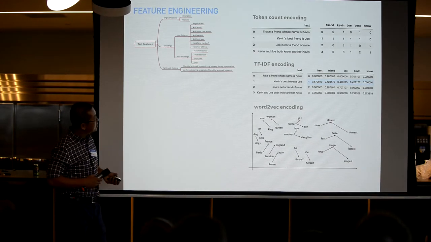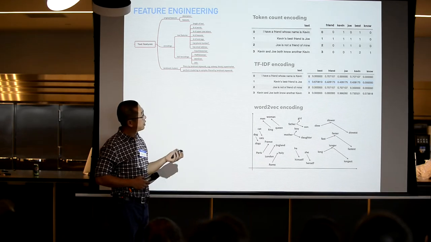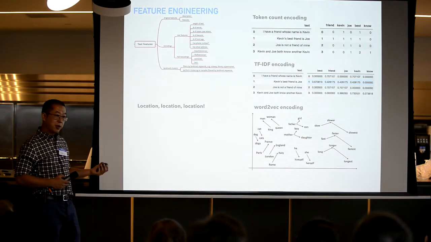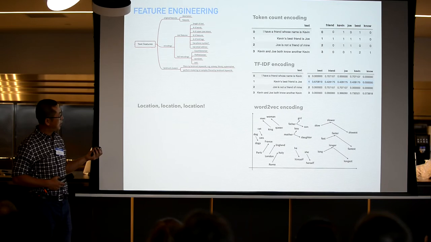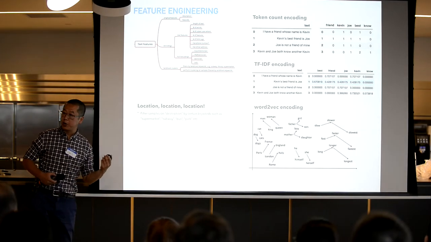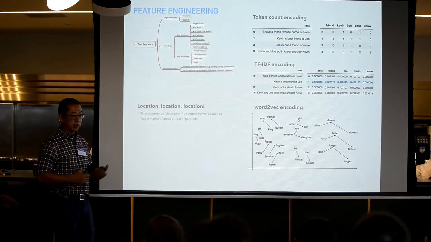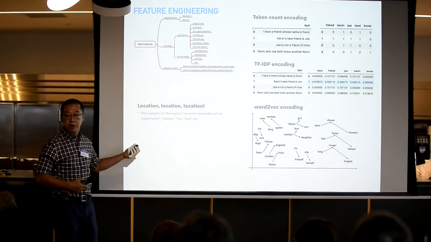So those are the techniques for feature engineering for text features. And next, I will be talking about one of the boldest feature engineering steps I have done for this competition. We know location is very important to the real estate industry, and may be very important for the rental market as well.